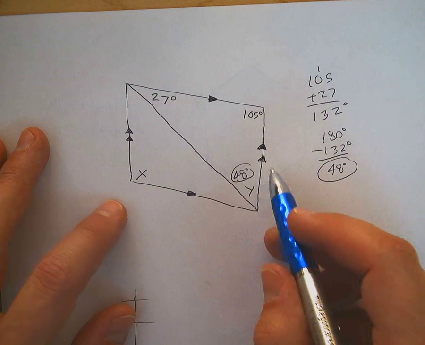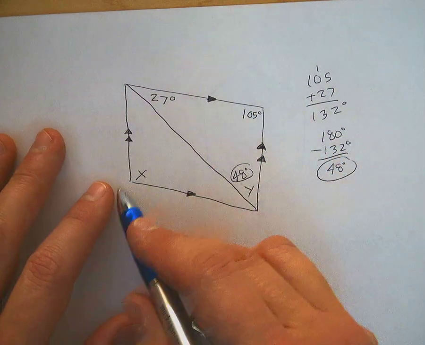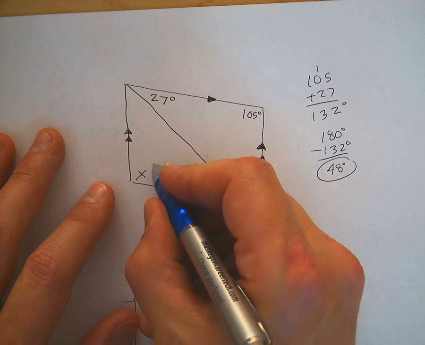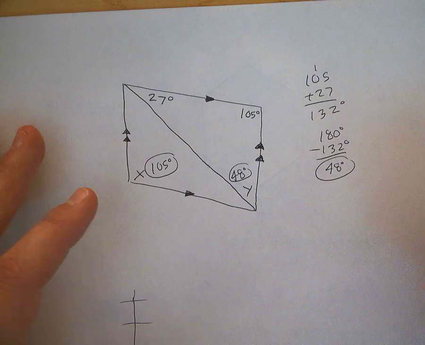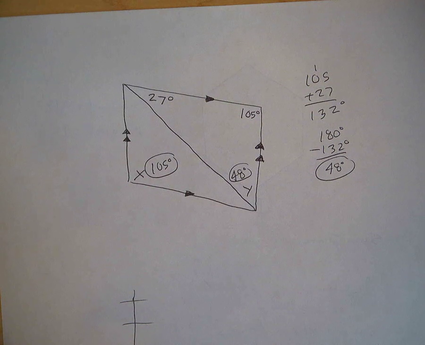Now, in a parallelogram, as we were just saying, the opposite angles are congruent, so angle X is going to be 105 degrees as well. Okay? There's several other ways to solve it, but that's one way.